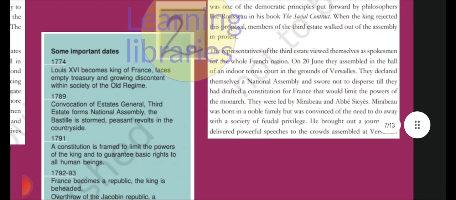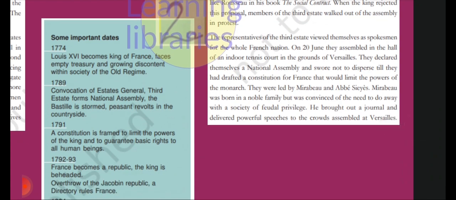The representatives of the Third Estate viewed themselves as spokesmen for the whole French nation. On 20th June, they assembled in the hall of an indoor tennis court in the grounds of Versailles. They declared themselves the National Assembly and swore not to disperse till they had drafted a constitution for France that would limit the powers of the monarch. They were led by Mirabeau and Abbé Sieyès.